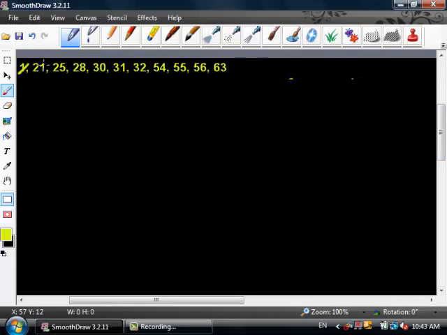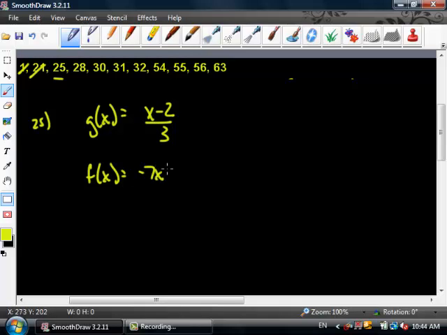Okay, so that was 1. Did we just do 21? 25. Okay, 25 is something that we should definitely explore, and it's neat. g of x equals x minus 2 over 3, and then f of x is equal to negative 7x plus 4.